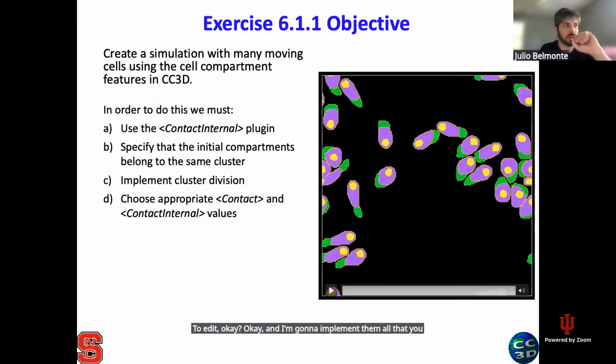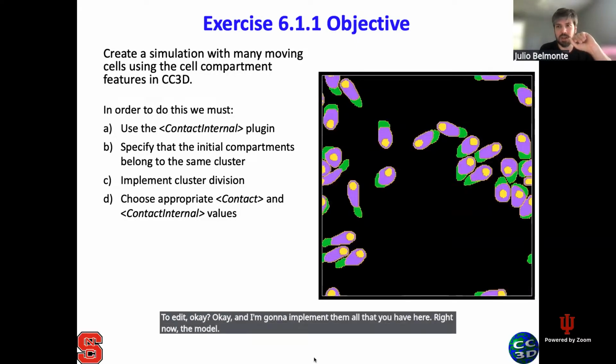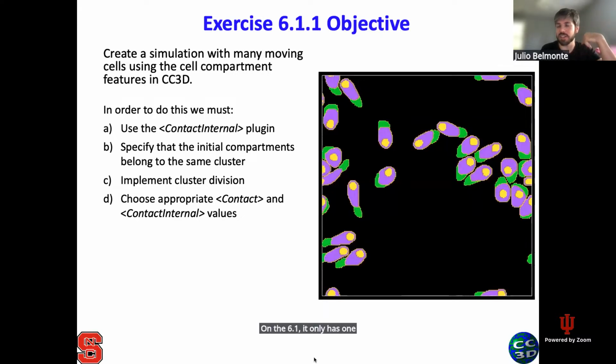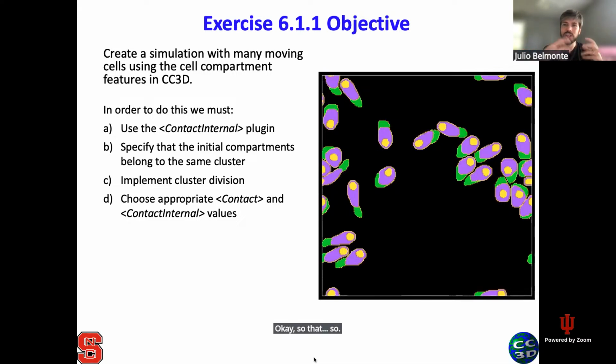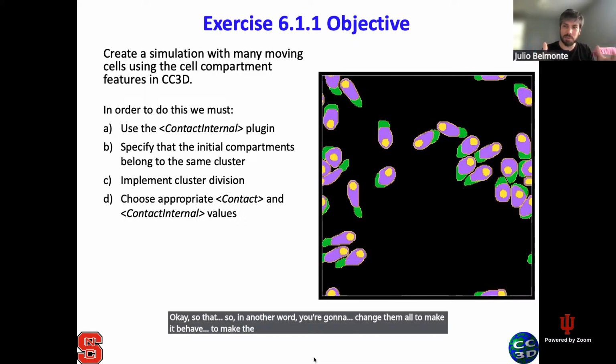Right now, the model on 6.1 only has one cell that moves. It does not have multiple cells. We're going to change that to make it have multiple cells that do not merge with one another. In other words, you're going to change the model to make the correct implementation of the cell compartment idea.